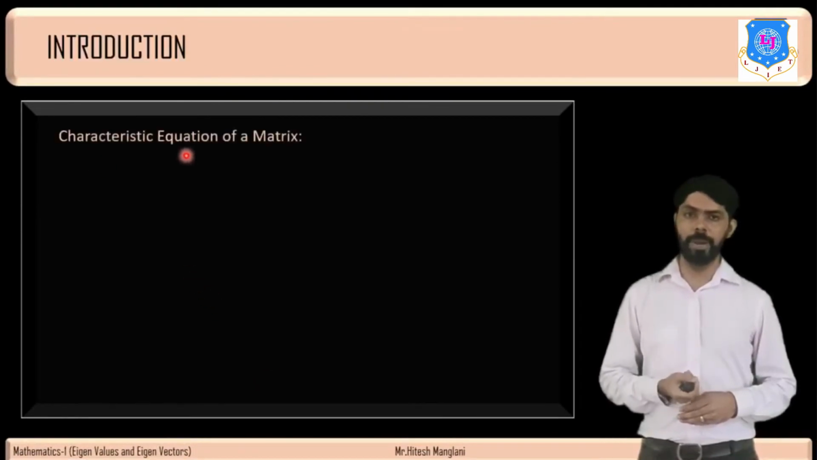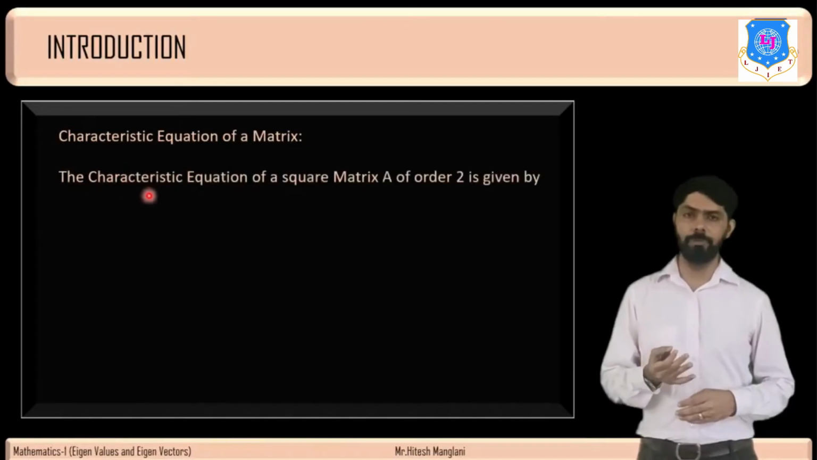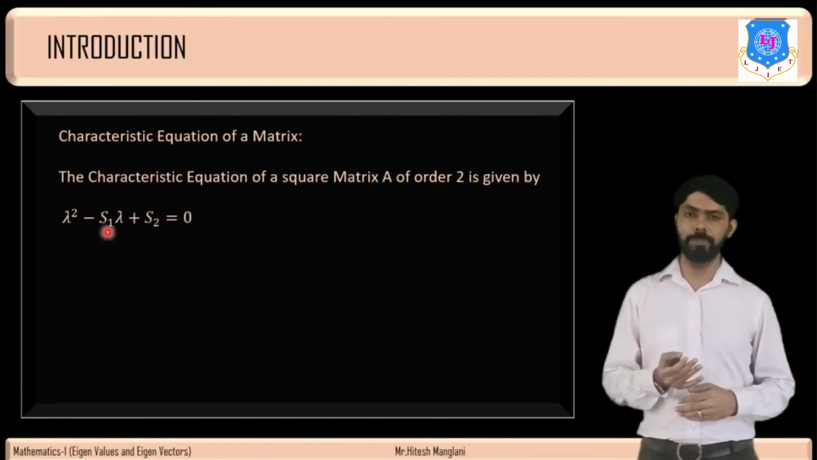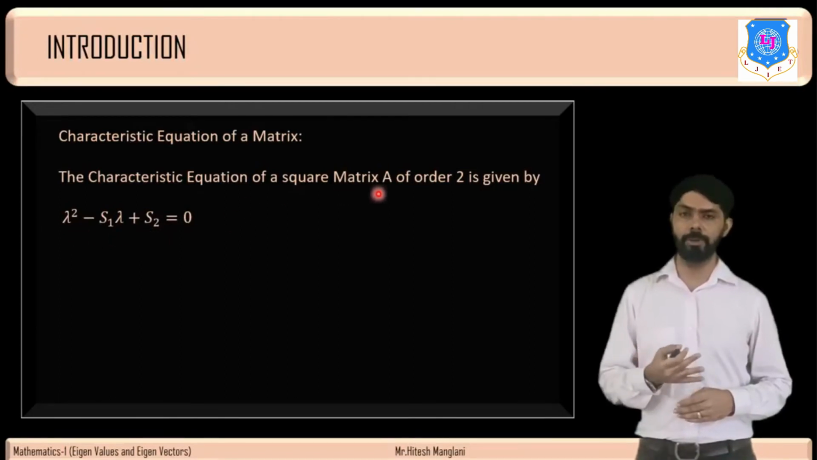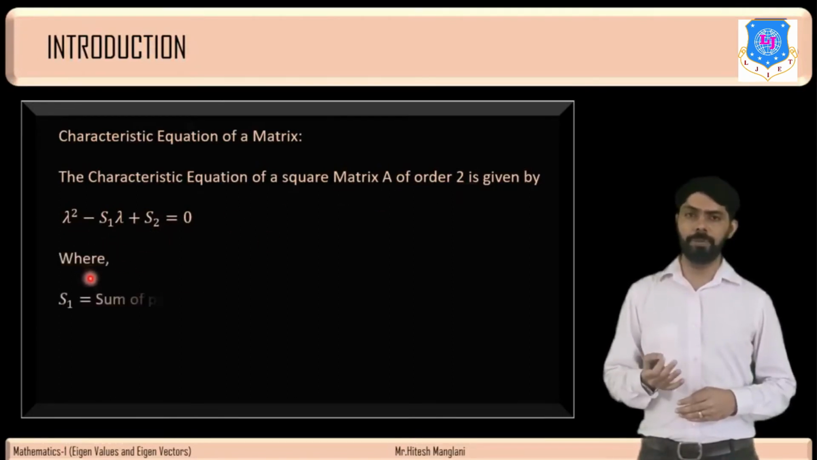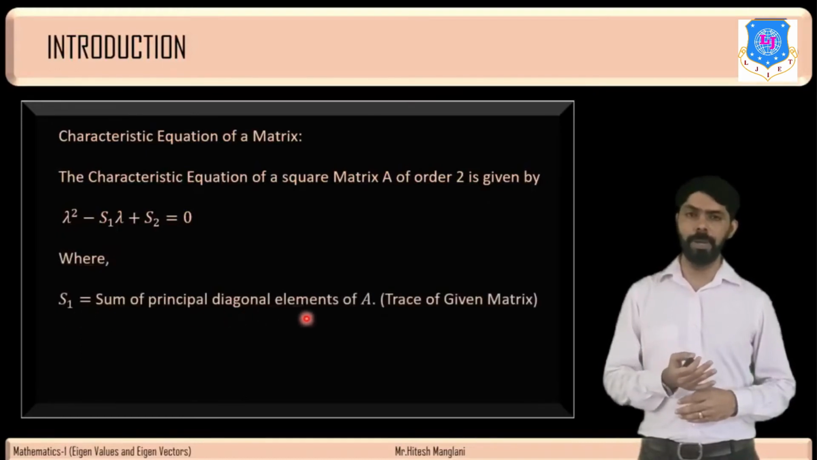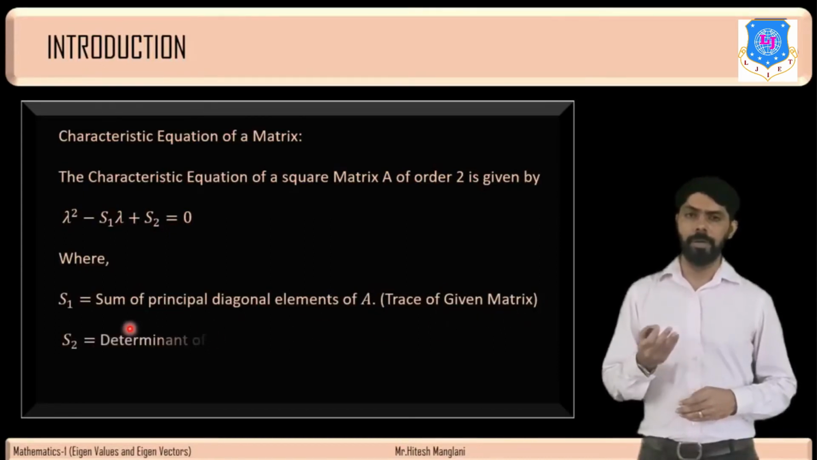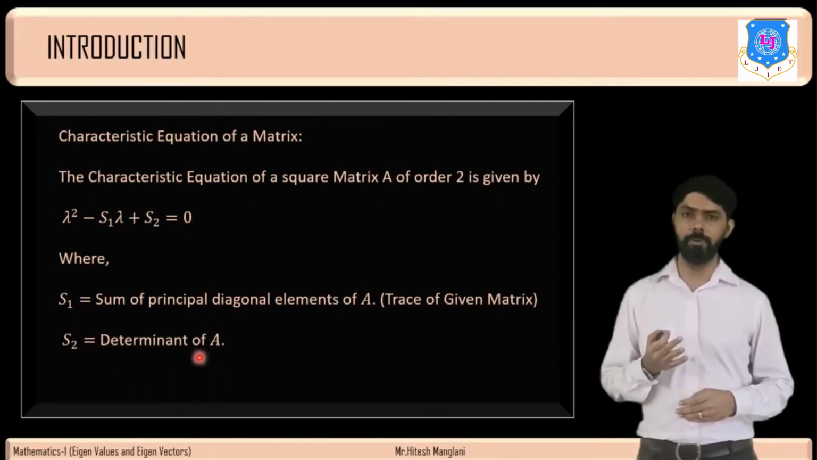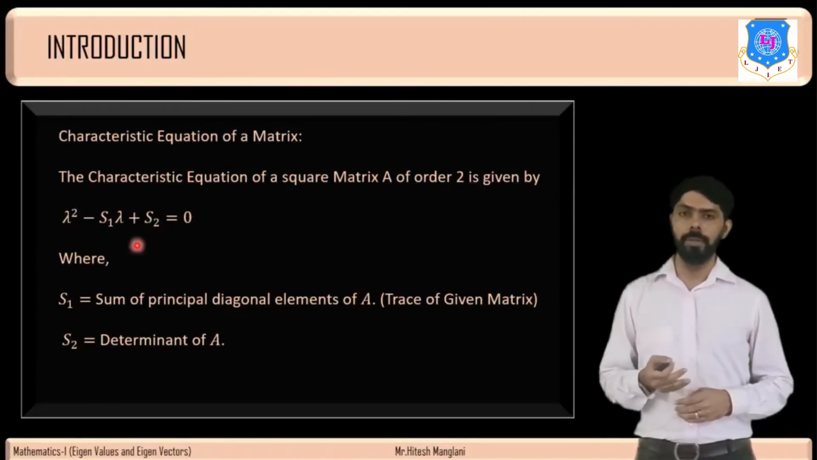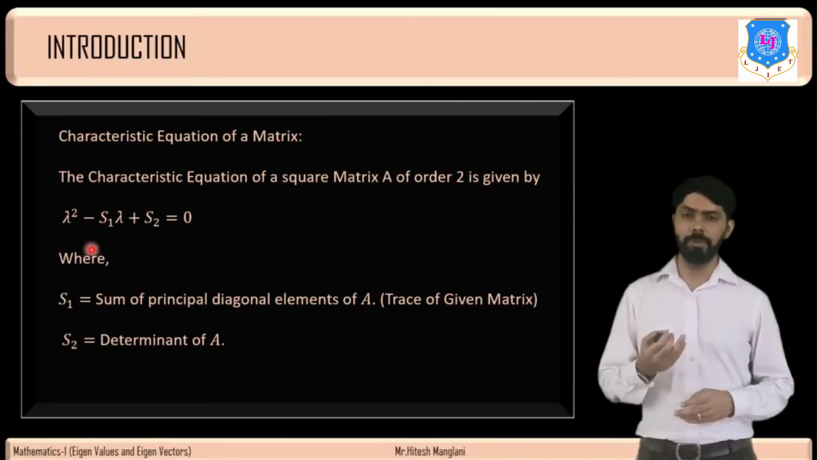Now, characteristic equation of a matrix. The characteristic equation of a square matrix A of order 2 is given by lambda square minus s1 lambda plus s2 is equal to 0, where s1 is the sum of principal diagonal elements of A, which is also called the trace of the matrix, and s2 is the determinant of matrix A. So this is how we can find the characteristic equation of a square matrix A of order 2, and using that we can find the eigenvalues of matrix A.